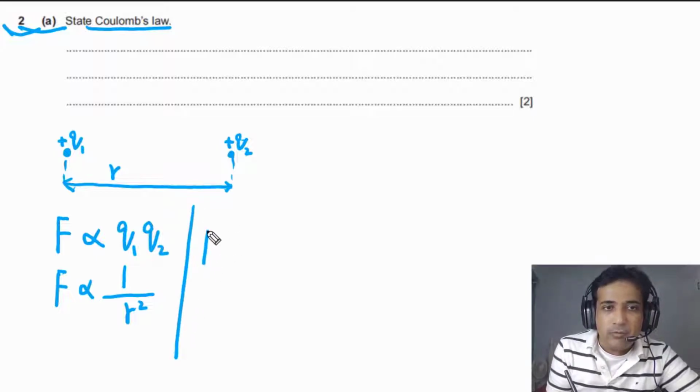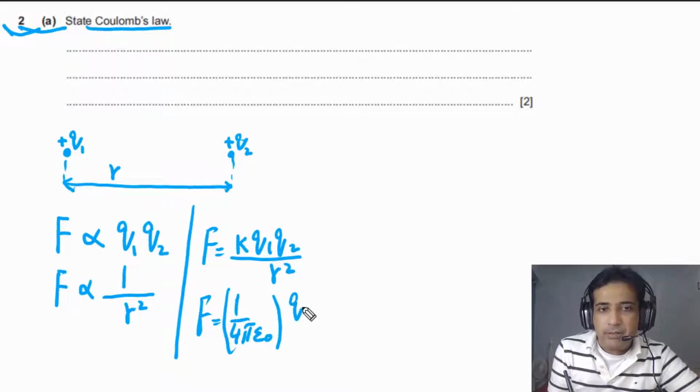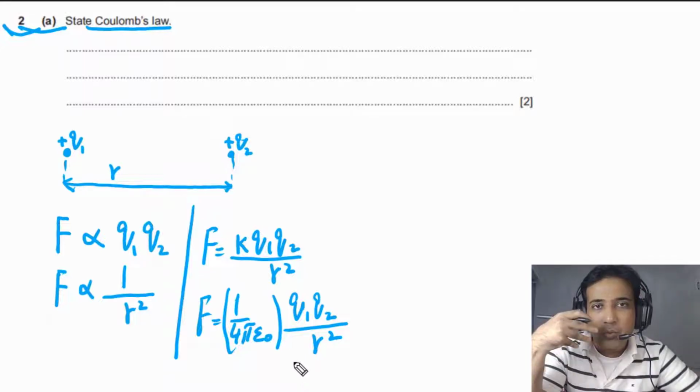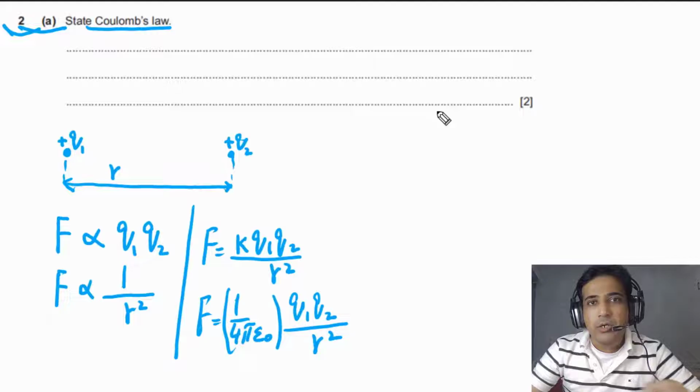We can simply write down F is equal to constant of proportionality Q1 Q2 divided by R square. Here K is equal to 1 over 4 pi epsilon naught. So this is K, and it is multiplied with Q1 Q2 divided by square of distance between the centers. So this is how Coulomb's law can be stated. Now let me show you the answer, how you can write down your answer.